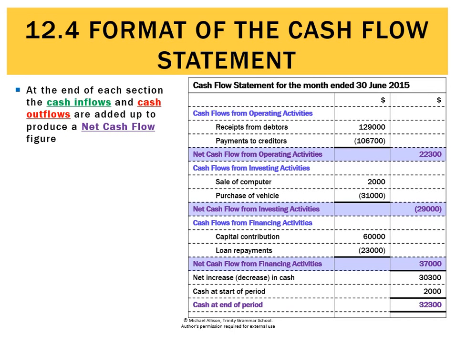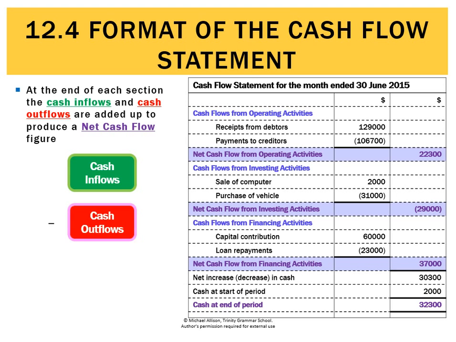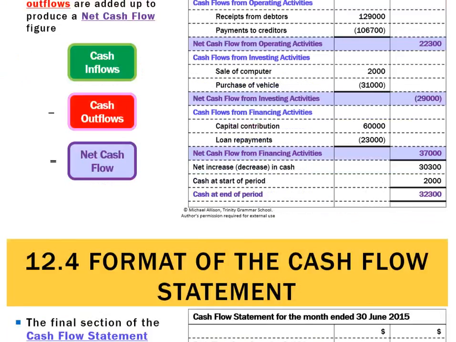That leaves us with each section. We need to add up what's called the net cash flow. So we can see net cash flow from operating activities, net cash flow from investing, net cash flow from financing, and that's simply the total of the inflows minus the outflows for each section. So 129,000 less 106,700 equals 22,300. 2,000 less 31,000 is negative 29,000. 60,000 less 23,000 is $37,000, and so on. So that's how we get the net cash flow for each section.